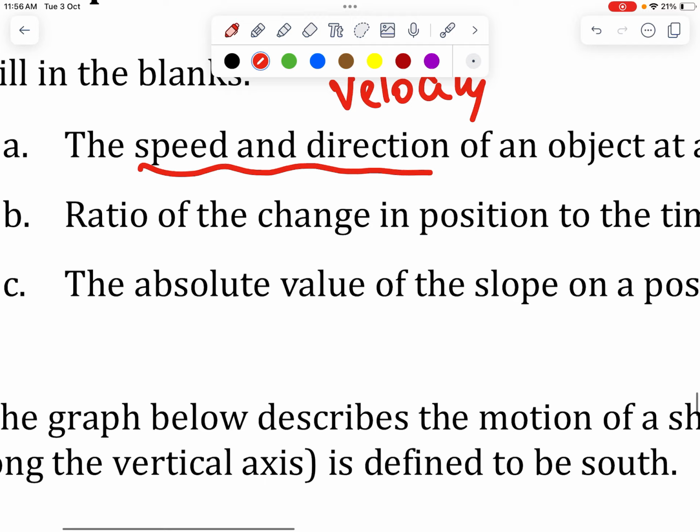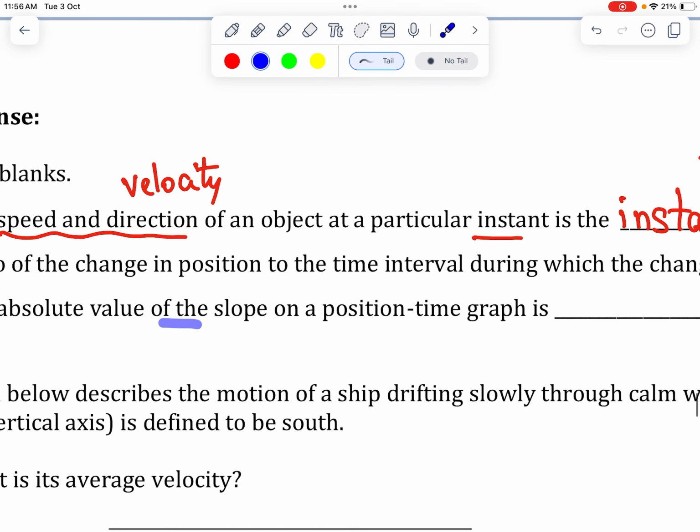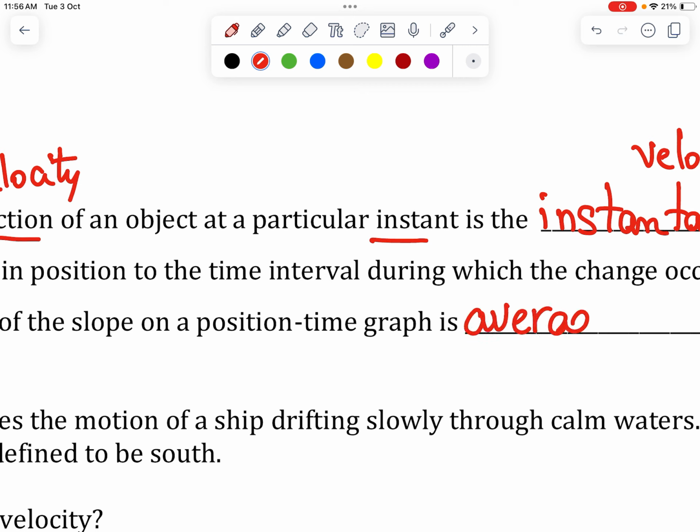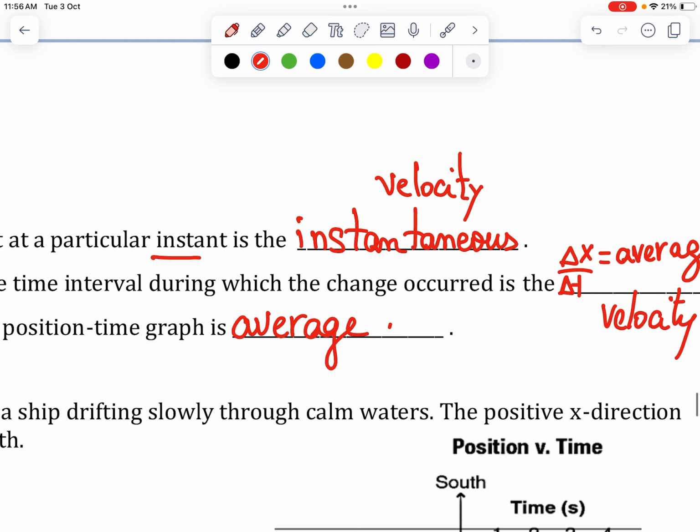Finally, what is the absolute value of the slope on a position time graph? The slope means the average velocity, and the absolute value is actually the speed. So it is average speed.